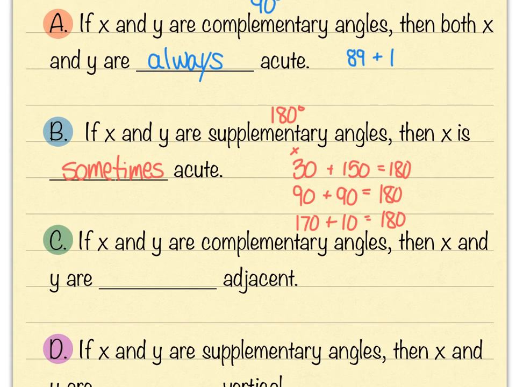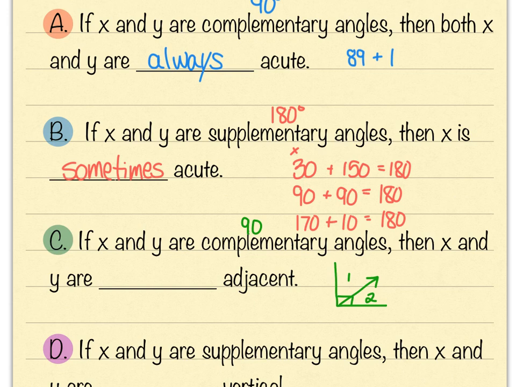Example C, if X and Y are complementary, that means, again, they add to 90. Then X and Y are always, sometimes, or never adjacent. Well, again, adjacent means that they are next to each other. So if they add to 90, they would form a right angle. So angle 1 and angle 2 would be adjacent to one another. So yes, they could be.